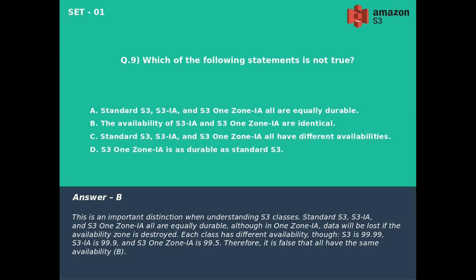Standard S3, S3 IA and S3 one zone IA are all equally durable, although in one zone IA data will be lost if the availability zone is destroyed. Each class has different availability. S3 is 99.99, S3 IA is 99.9 and S3 one zone IA is 99.5. Therefore, it is false that all have the same availability. B.